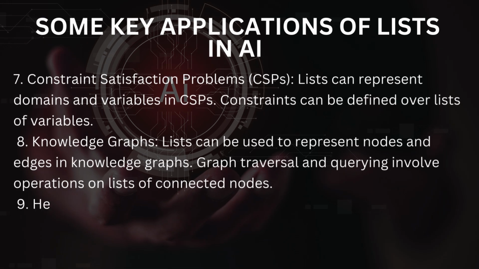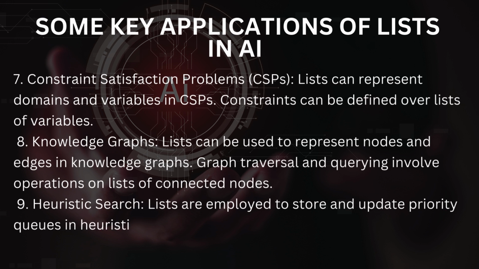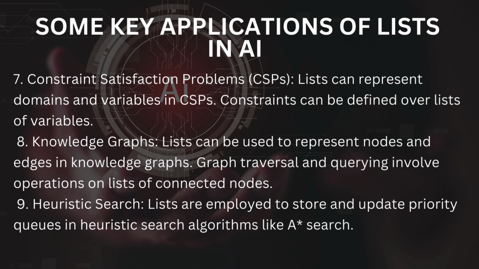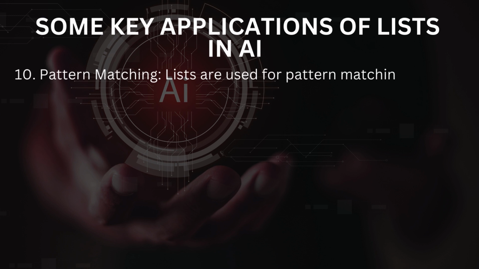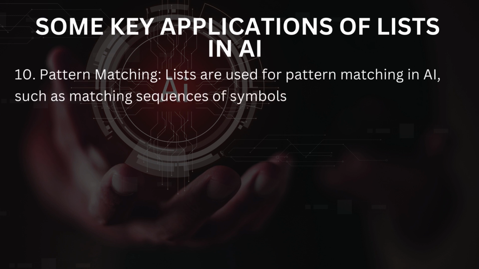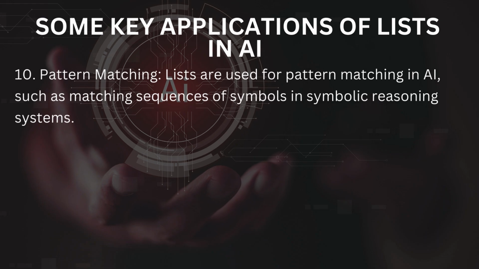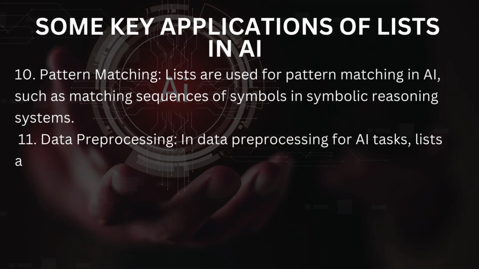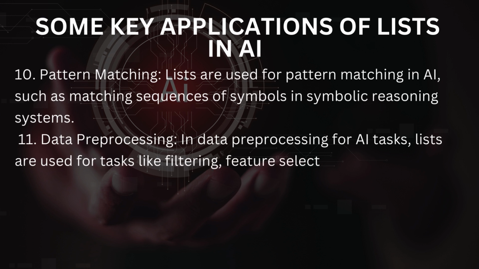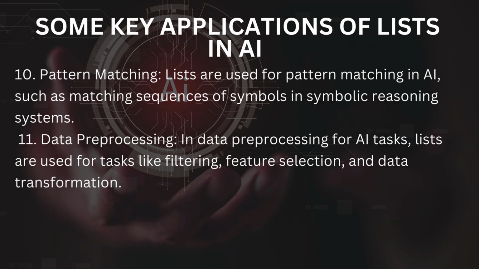Heuristic search. Lists are employed to store and update priority queues in heuristic search algorithms like A* search. Next is pattern matching. Lists are used for pattern matching in AI, such as matching sequence of symbols in symbolic reasoning systems. Next is data processing. In data processing for AI tasks, lists are used for tasks like filtering, feature selection and data transformation.